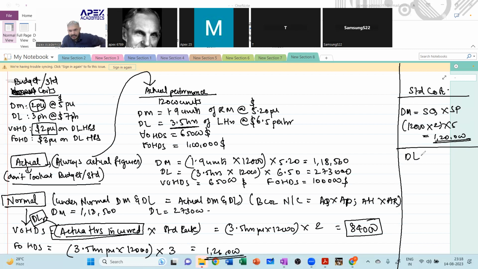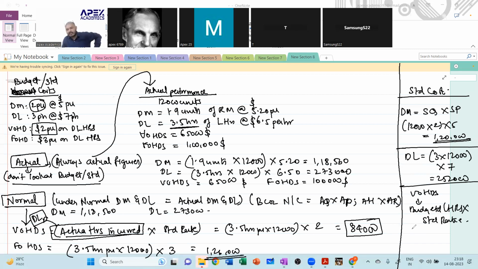Then let's look at direct labor. Direct labor takes 3 hours per unit, for 12,000 units, at the rate of 7. This will be 252,000. Next, we go to variable overheads. They are going to be the budgeted direct labor hours multiplied by the standard rate. What are the direct labor hours? They are nothing but 3 multiplied by 12,000 multiplied by your standard rate.